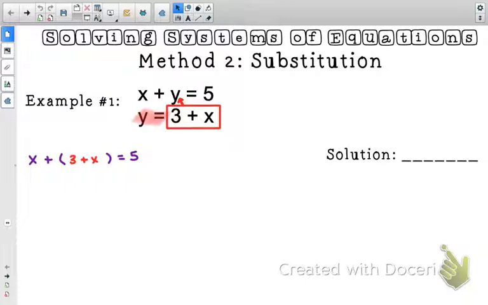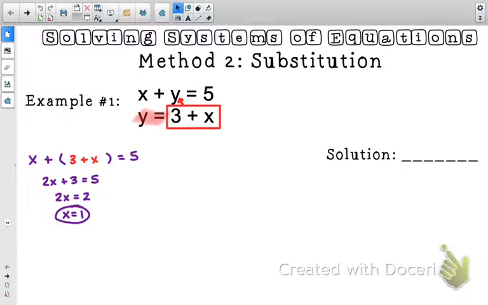I notice I have two like terms, x and x, combined to 2x. And now we solve this equation. Subtract 3 from both sides, divide both sides by 2. Now we have our x value, but if you remember back to graphing, we need an x and a y value. We have two variables that we don't know, so we need to solve for both of them. The good news is once we have one, we have the other, we just need to plug it back in.